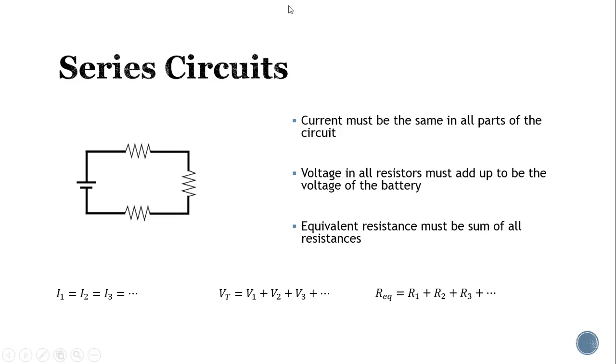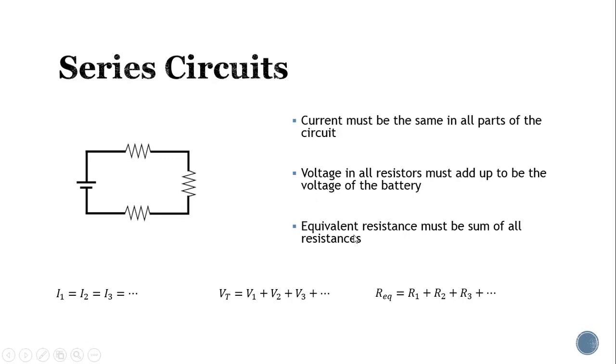Now, what this means in terms of voltage, if we think of voltage as the amount of energy that is given off by the battery, the total voltage of the circuit, well, that energy has to be used up in my three resistors. So the voltage drop in this resistor, plus the voltage in that resistor, plus the voltage in that resistor, have to add up to be the voltage of the battery, or power source. So that's my second statement.